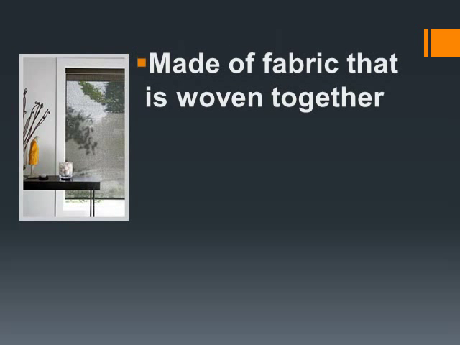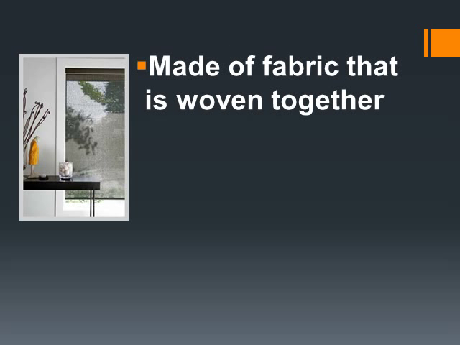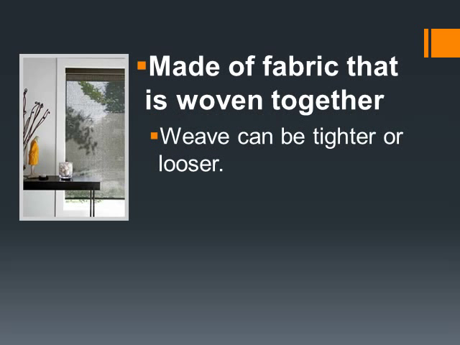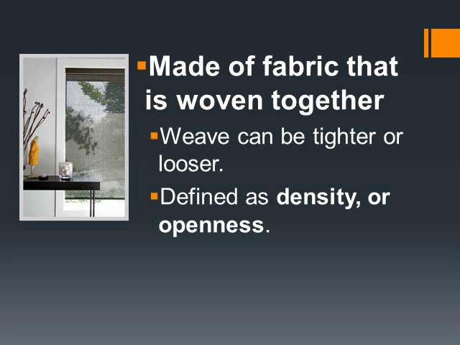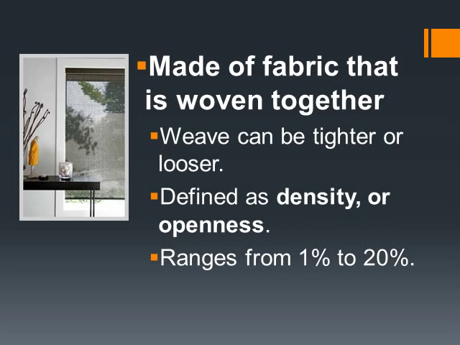The typical solar shade is made of fabric that's woven together. The weave can be tighter or looser. This tightness or looseness in solar shades is defined as density or openness. The openness factor is expressed in percentages ranging from 1% to 20%.